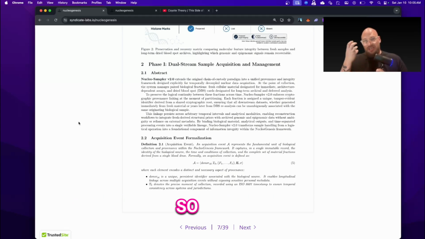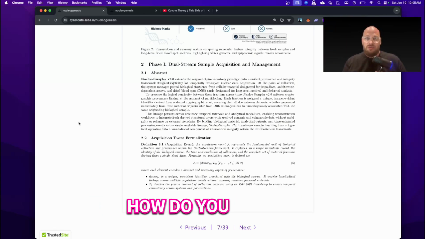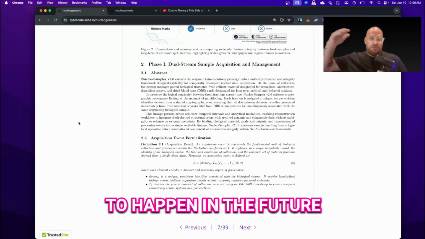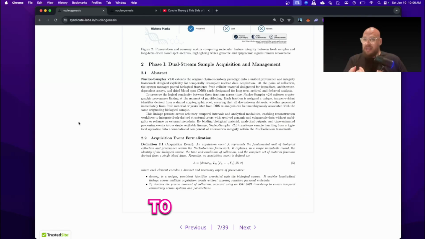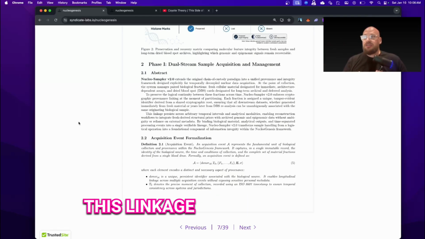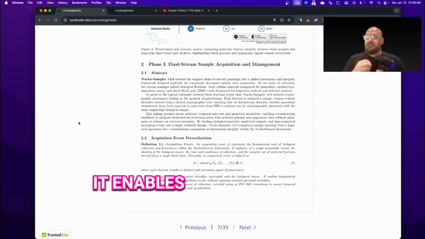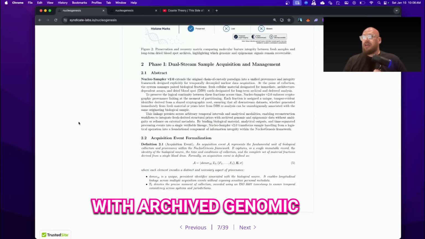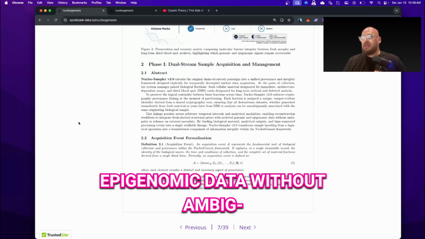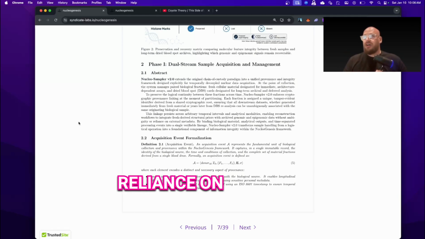biological sample. So again, this is an anchor architecture, which means that you have testing that provides you your anchor, and then you're building on top of it. So how do you do that? Knowing what's going to happen in the future, you have to have some cryptographic paradigm that will then match the two fractions to the anchor. And that's so this linkage persists across arbitrary temporal intervals and analytic modalities. It enables reconstruction workflows to integrate fresh derived structural priors with archived genomic and epigenomic data without ambiguity, without reliance on external metadata.